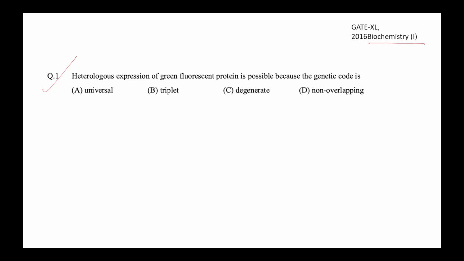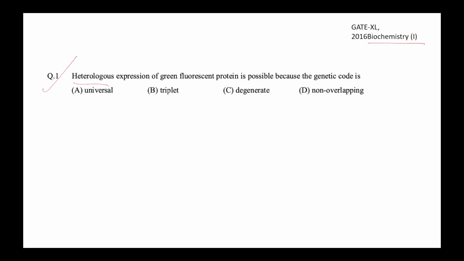So the question states that heterologous expression of green fluorescent protein is possible because the genetic code is option A, universal, or triplet, or degenerate, or non-overlapping. So the very first thing we have to see here is, what does heterologous mean? Heterologous expression of green fluorescent protein. Any protein expressed as a heterologous protein, what does it mean? Heterologous you can refer to as not same, and homologous is the same.